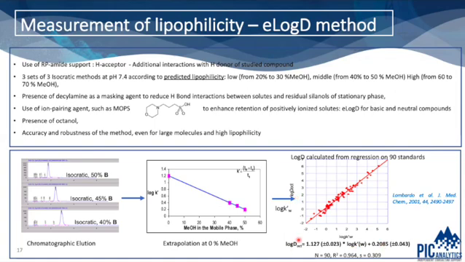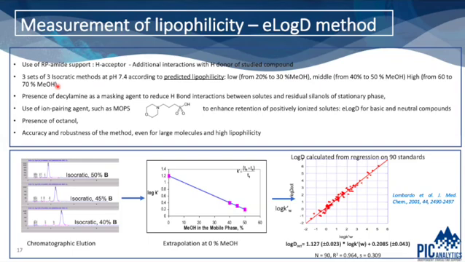However, how do you work when you work on an unknown compound? You need to have a predicted value to tell you if you work in a middle range, that means between 40 and 50% of methanol, or if your compound is supposed to be less lipophilic, you will work with a range between 20 and 30% of methanol, or if your compound is supposed to be of high lipophilicity, you will work with a higher content of methanol.